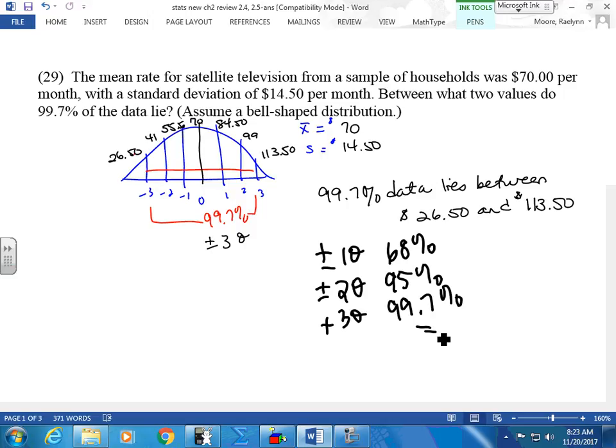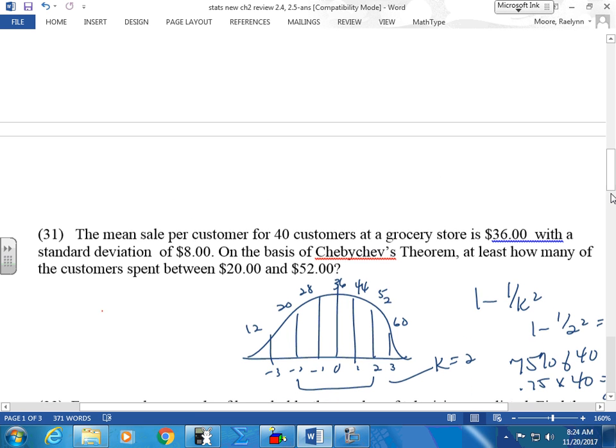Everybody can do this. Empirical rule. This you do have to know. Okay? So sometimes they'll ask between what two values do 99.7% of your data lie. Sometimes they'll give you a value and say from this value to this value, what percent of your data is it. Either way, you lay that out. Sound okay? Stop me if you have any questions.